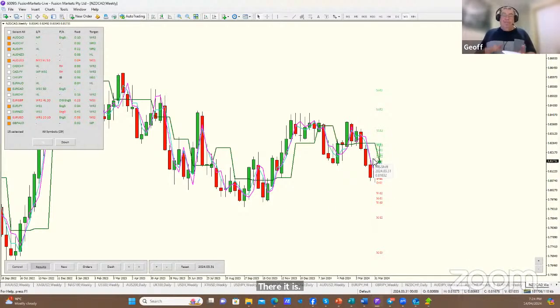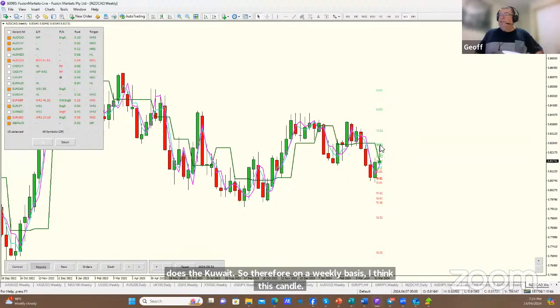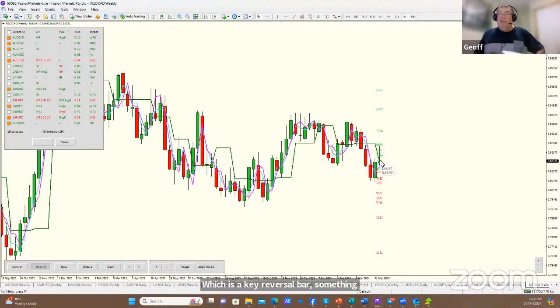Went through the CAD. CAD's going to be potentially buoyed by oil. Kiwi doesn't have those credentials. Kiwi has been weak recently. CAD, a little bit up and down, but I think it's got far better credentials at this point than does the Kiwi. So therefore, on a weekly basis, I think this candle, which is a key reversal bar, something that I call the game changer bar, I think it's eminently tradable.